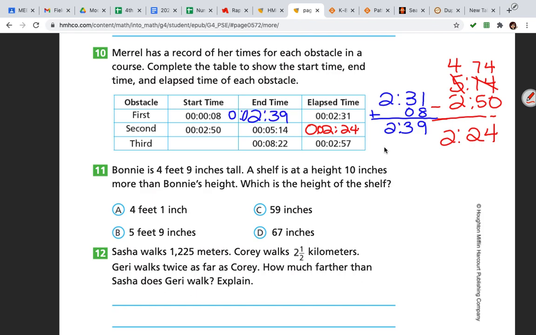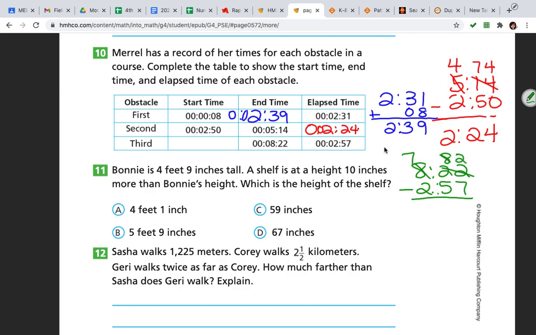All right, and the last one, if the end time was 8:22 and the elapsed time was 2:57, we want to subtract to figure out this one. So 8:22 is when they ended. He spent 2 minutes and 57 seconds running. So what time did they start? Okay, so let's figure this one out. 2 take away 7. We can't do this. We're going to have to borrow a minute. That's 7 minutes. So we're going to add 60 plus 22 is 82. So now we have 82 seconds.